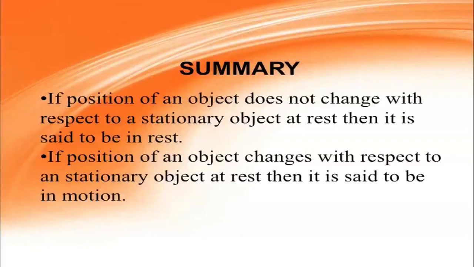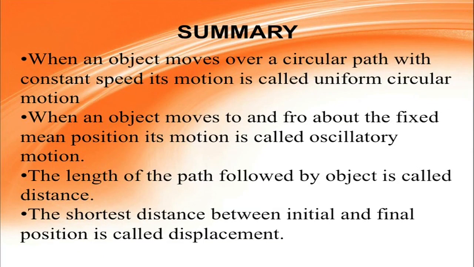Now, let us summarize what we have discussed today. First, if the position of an object does not change with respect to a stationary object at rest, then it is said to be at rest. If the position of an object changes with respect to a stationary object at rest, then it is said to be in motion. When an object moves over a circular path with constant speed, its motion is called uniform circular motion. When an object moves to and fro about a fixed position, its motion is called oscillatory motion.